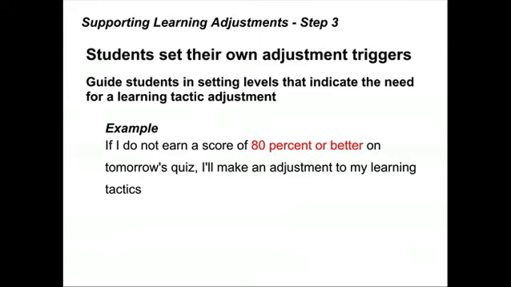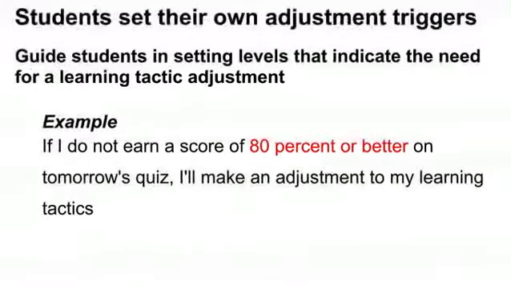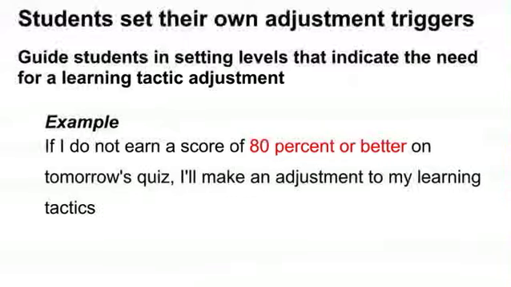Students would set their own adjustment triggers, and the teacher would guide them in setting these levels that indicate the need for an adjustment. So think back to Module 7. We created these for our instruction. It makes sense that a student could do the same thing for their learning. The example here, the student might say, if I do not earn a score of 80% on tomorrow's quiz, I'll need to make an adjustment to my learning tactic.